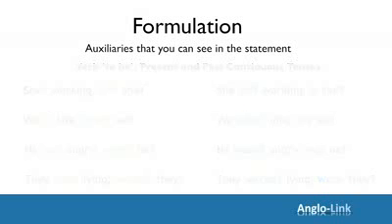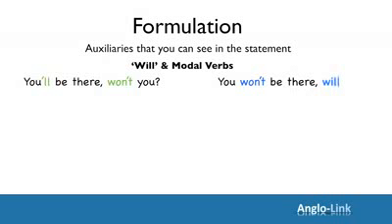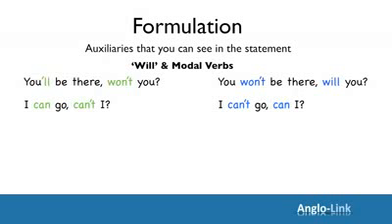The next group, where you can see the auxiliary in the statement, is sentences with will and modal verbs. For example, you'll be there, won't you? Or, if the sentence is negative, you won't be there, will you? Let's look at some modals. I can go, can't I? I can't go, can I?